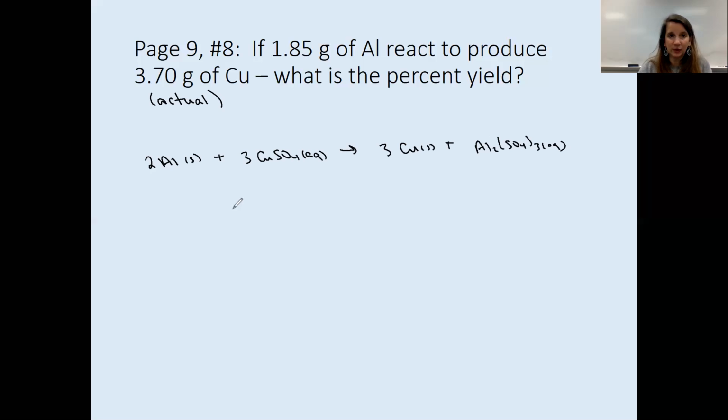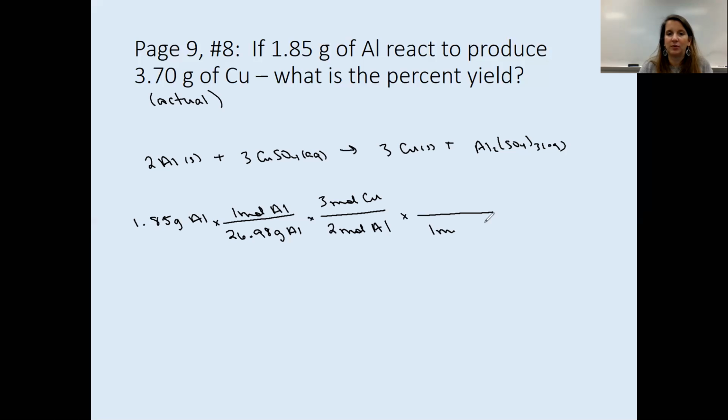Okay, so we're going to start our stoichiometry. What are we going to start our stoichiometry with? We're going to start with that 1.85 grams of aluminum because when we did our reaction, that's what we actually start with. We start with our reactants. We have to have the molar mass of the aluminum down here at the bottom. We're going to have 1 mole of the aluminum up here. We will have 2 moles of aluminum because we have to use our coefficients to switch from moles of aluminum to moles of copper. Why are we going to go to copper up here on the top? Because our actual yield was the copper that was produced. And then we're going to have our 1 mole of copper here, and our molar mass of copper is 63.55 grams up here.